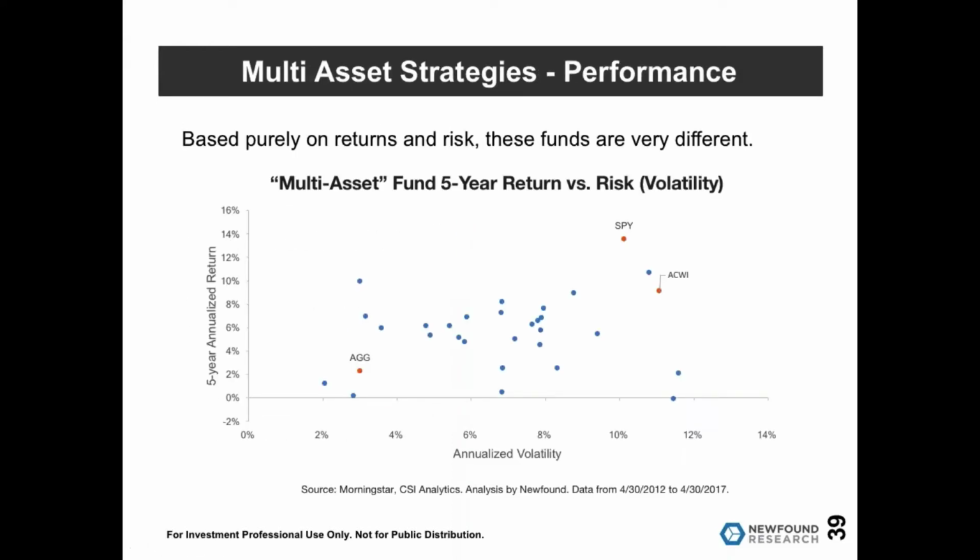The first lens that we'll look at is we'll check out what the risk and returns of these funds are. So here on the y-axis, we have the 5-year return and the volatility on the x-axis. And they're basically spread all over the place. You have volatility as low as 2% down here, and as high as almost 12, which is in line with the ACWI and SPY, the main equity ETFs. But then you have returns that are up to 10% and down at as low as 0. So these are very different funds, even though they're all called multi-asset.